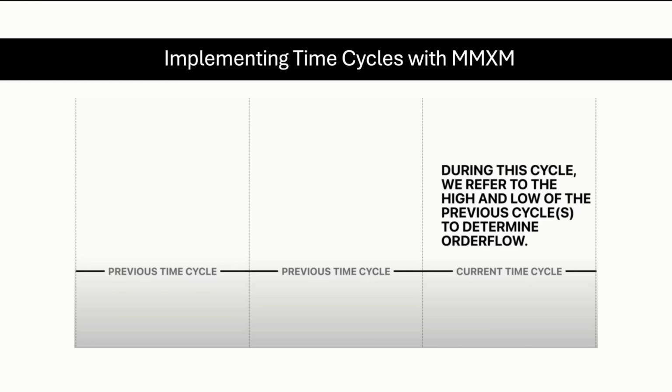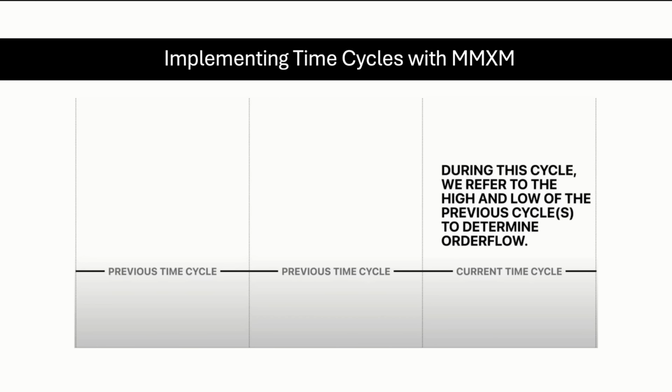Here we can see a schematic that represents time. We can see 3 time cycles. What is very important to understand is that during the current cycle, we refer to the high and low of the previous cycle or cycles to determine the order flow. If you want to listen to my full explanation of the concept of time cycles or PXH and PXL theory, I would highly advise you to watch my full lecture on the topic.